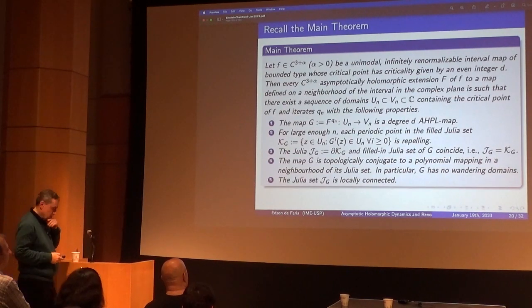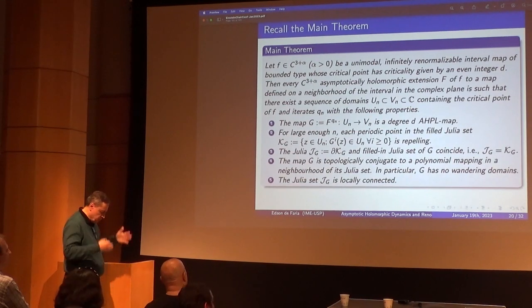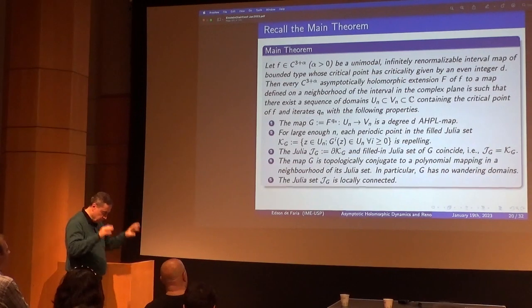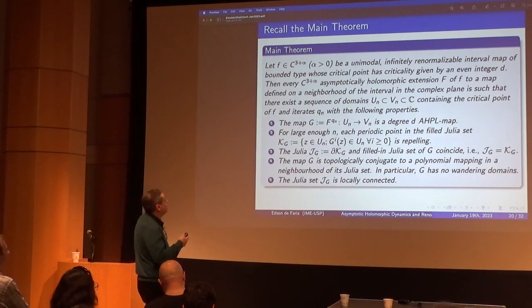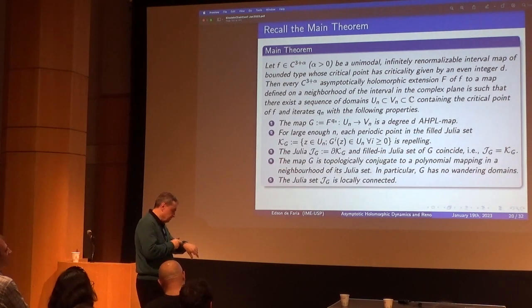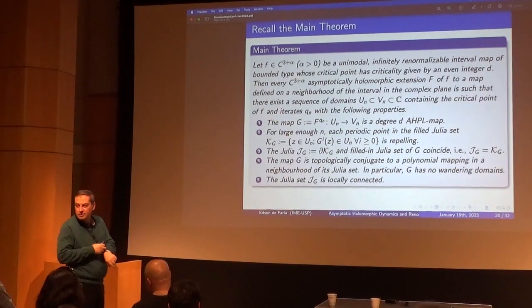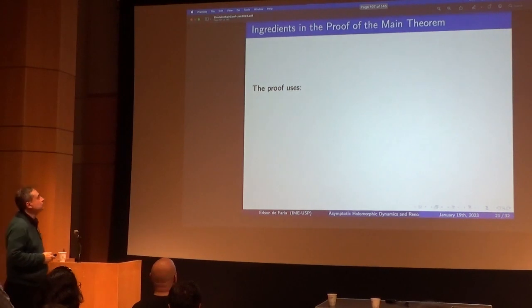And you can also do more. You can do some estimates that show that the so-called Yoccoz puzzle pieces shrink. I'm not going to go into that, but this implies that the Julia set is locally connected. So in the time that I have left, which I think is, I don't know, 2 minutes, 3 minutes, 3 minutes, I'm going to try to give an idea of what the proof uses.